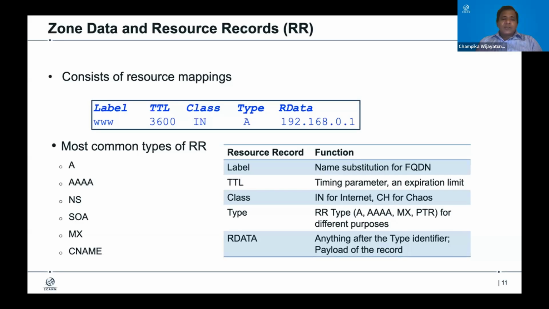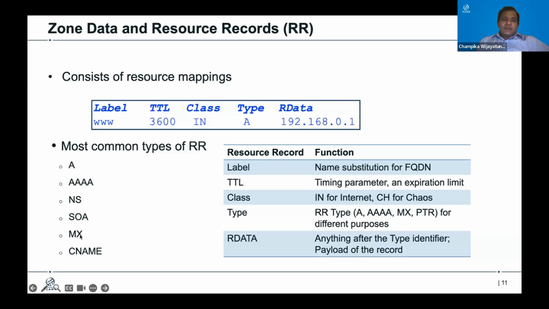MX record is used for mail servers, mail exchanges. If you want to define your mail server, we use MX record, right? CNAME is used for alias, because in DNS we can create a lot of alias. Alias means similar names. We use this type called CNAME. CNAME stands for canonical name, or in other words, alias.